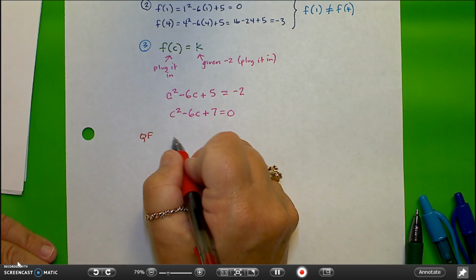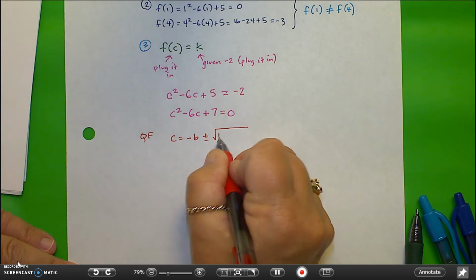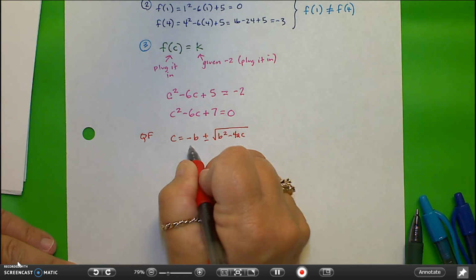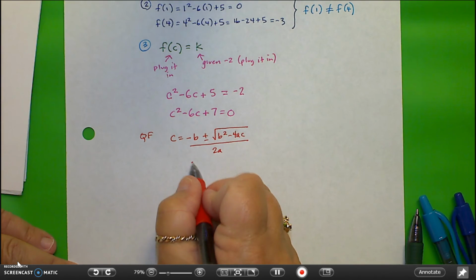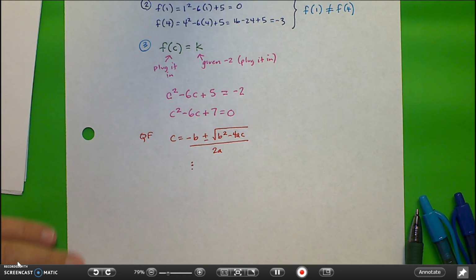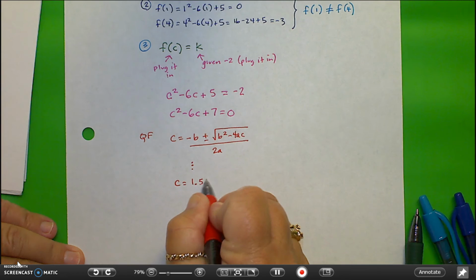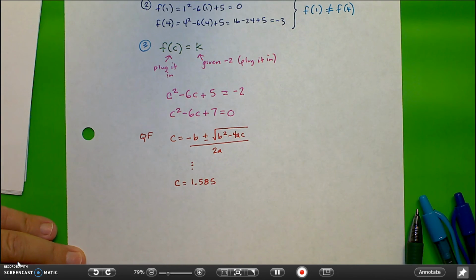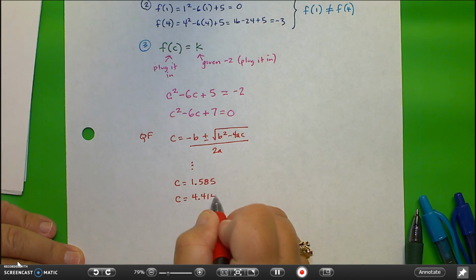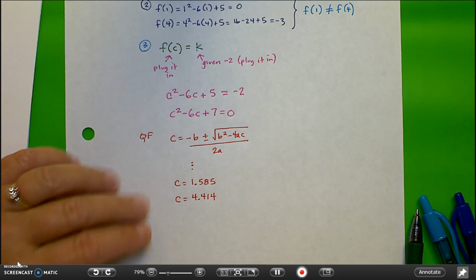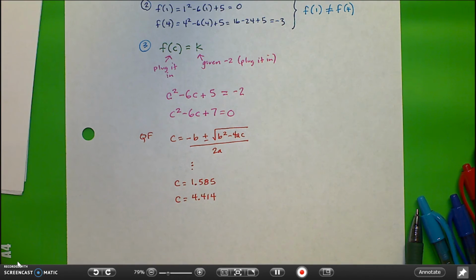If you use the quadratic formula, you remember this: c equals opposite b plus or minus square root b squared minus 4ac all over 2a. I'm going to leave that to you to do, whether on the calculator or with the quadratic formula. And you actually get two values for c. c equals 1.585. Remember to always round to 3 decimal places. And c may also equal 4.414.